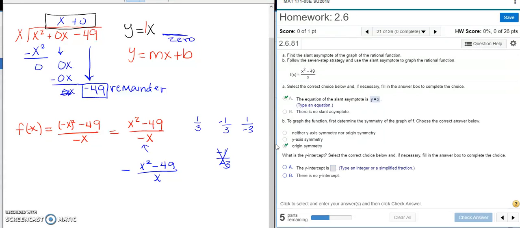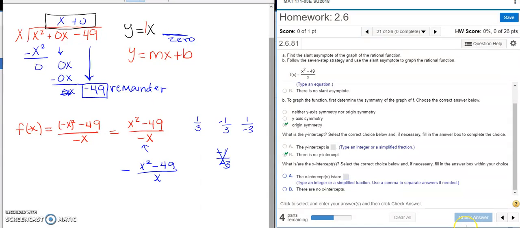Okay, y-intercept, you just plug in x equals 0. Well, that's going to be a problem because I'm going to end up dividing by 0 here. So I can't have a y-intercept because I can't divide by 0.